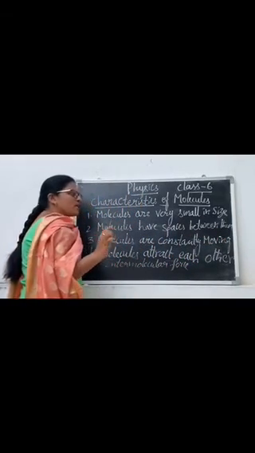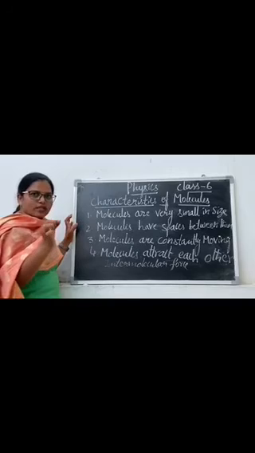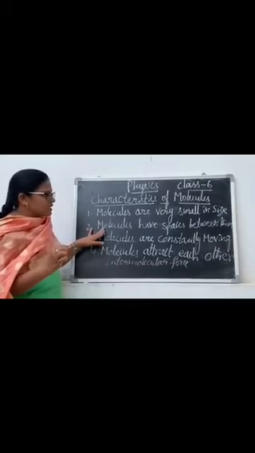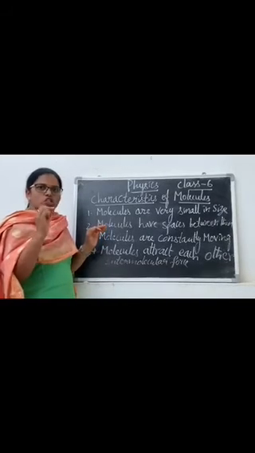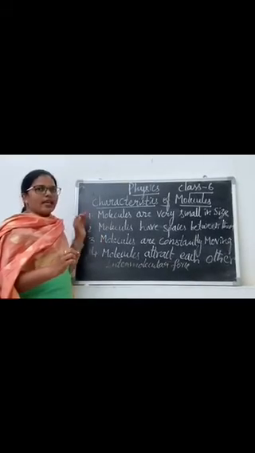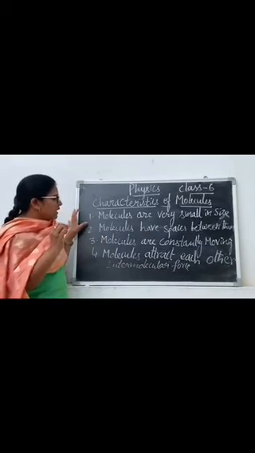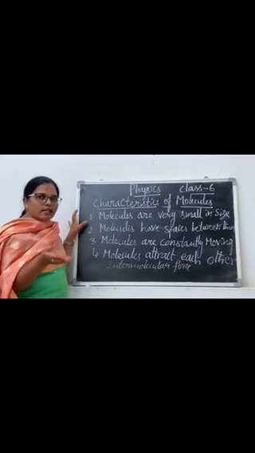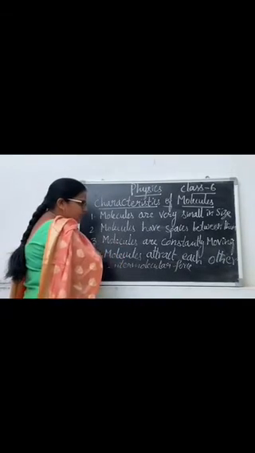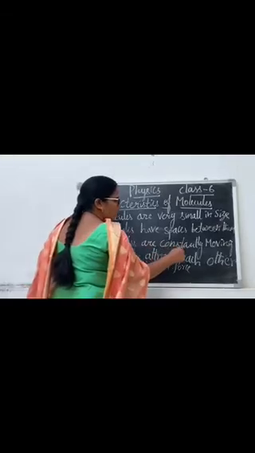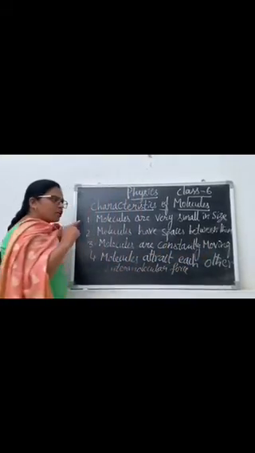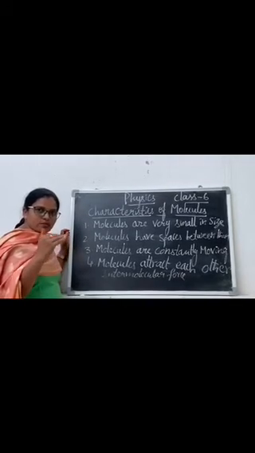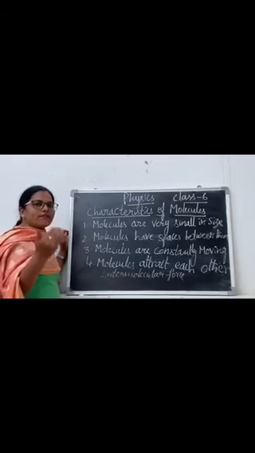So we have learned one term in this second characteristic. What is that term? Intermolecular space. So what is intermolecular space? The space between 2 molecules is known as intermolecular space. So the intermolecular space in solid is less compared to liquid and gas. The third characteristic is molecules are constantly moving. So what do you mean by molecules are constantly moving? It indicates that the particles move on their own in different directions.